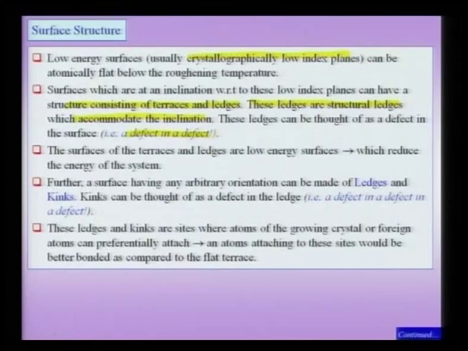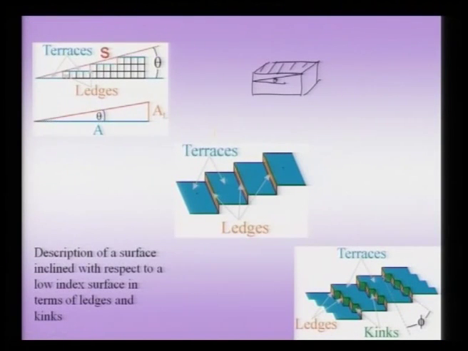Now, I can cause an inclination in the other direction as well. That means I have a further inclination not described by one angle theta, but the other direction as well, and in that case you would notice that the surface is accommodated not only by the presence of these ledges and terraces, but also by kinks in the ledge.